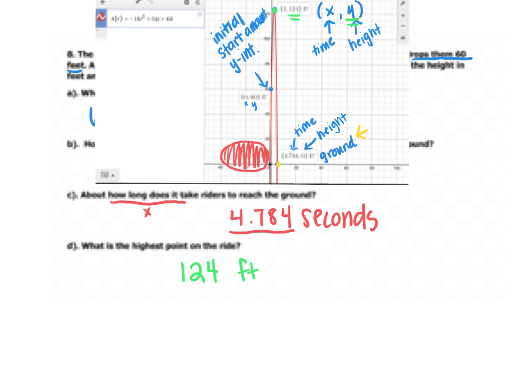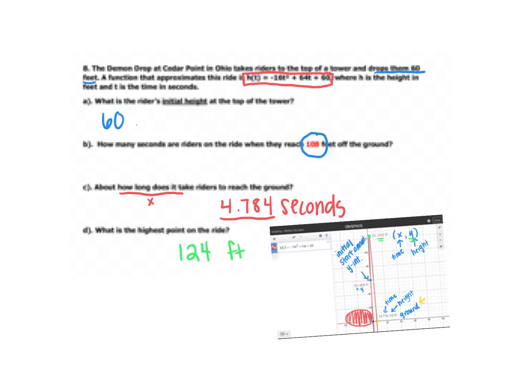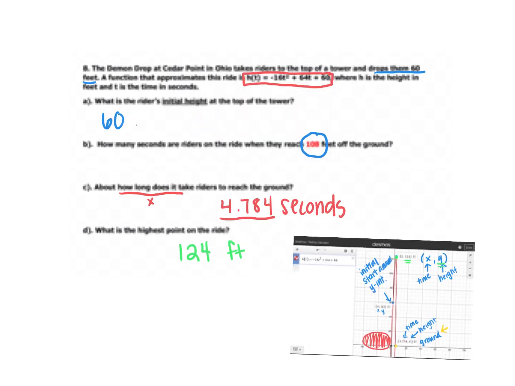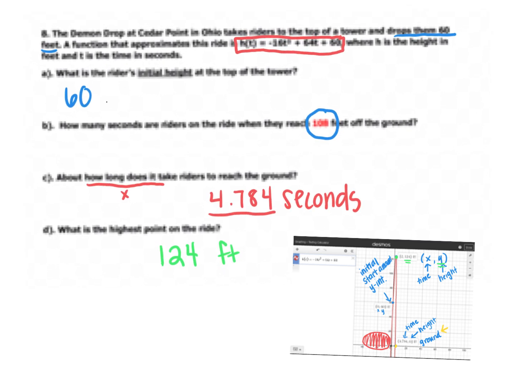feet. Okay, so now we need to go back to our Desmos because we have to figure out question B. Question B asks us how many seconds are riders on the ride when they reach 108 feet. So 108 feet, that is a height value. So we're going to go to Desmos and we're going to type in y equals, because remember, x is our time, y is our height. And we're going to type in y equals 108.